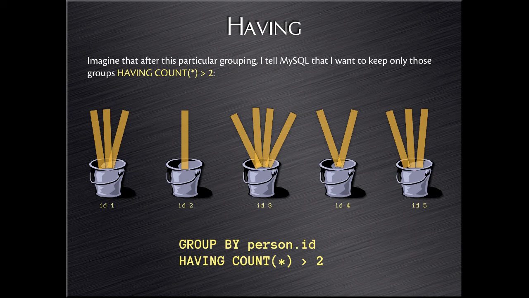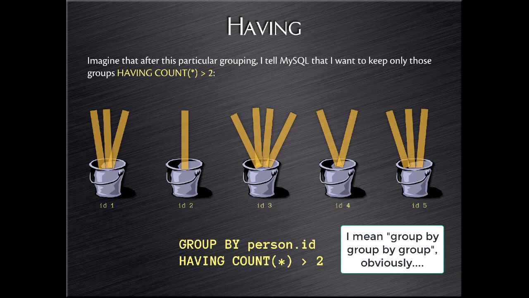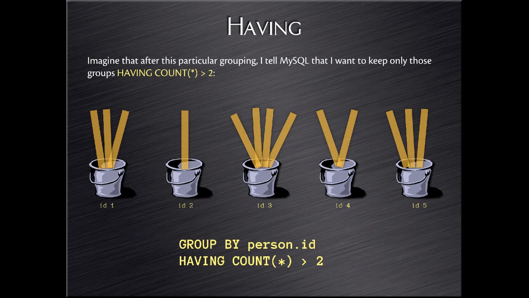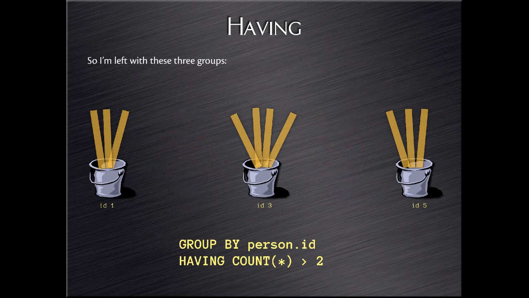In this particular case, what MySQL will do is go through row by row by row, and it will count how many records are in that bucket. If that number is bigger than 2, it keeps the group. If that number is 2 or less, it throws the group away. So in this case, it's going to throw away those 2 groups, and what I'm left with is this. This is how I can sort or discard those groups.